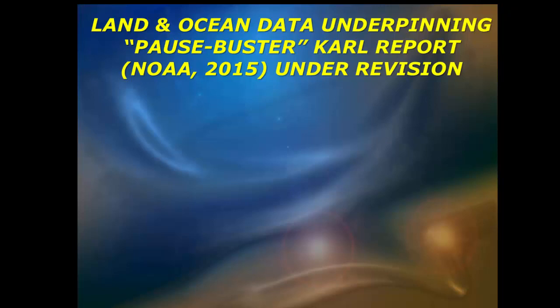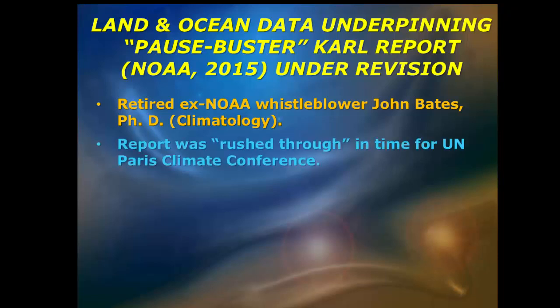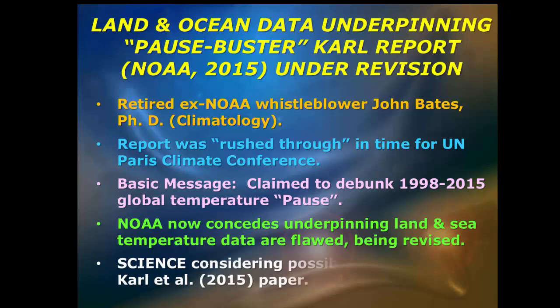And it turned out that afterwards, John Bates, who was involved in the project, blew the whistle on it. The report was rushed through in time for the UN Paris conference. The basic message was that it claimed to debunk the 1998 to 2015 global temperature pause, and that there had been no warming. NOAA now concedes that the data were flawed and are being revised, and Science, at least at the time, said they were considering retraction of the paper.